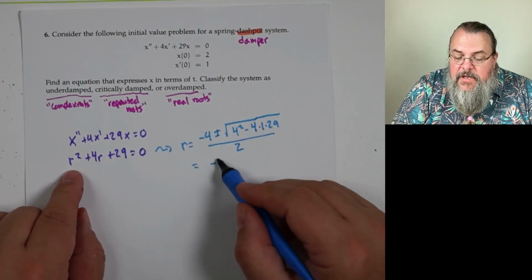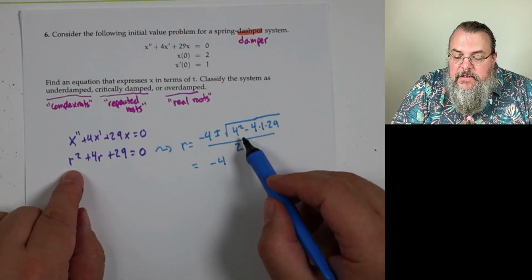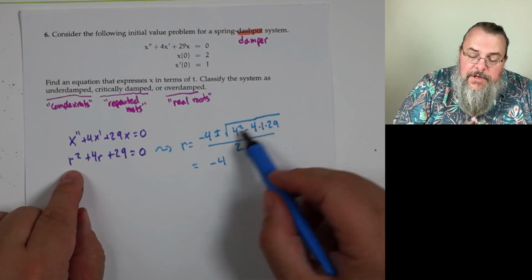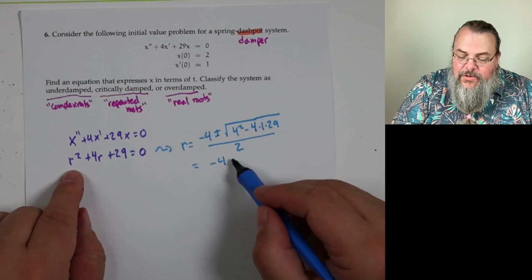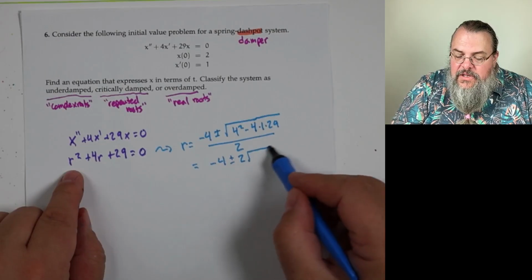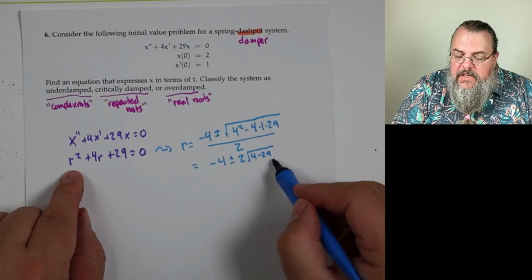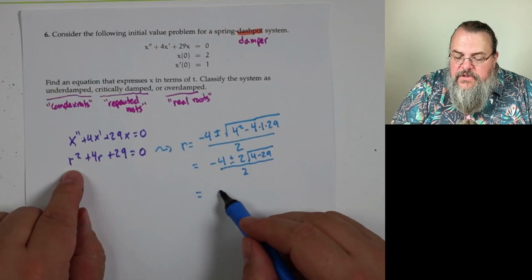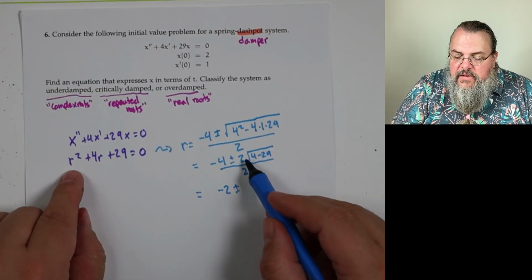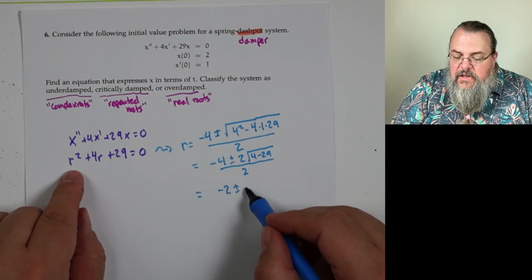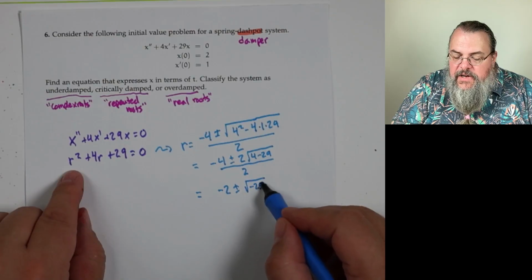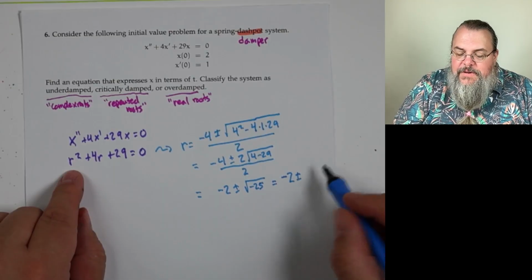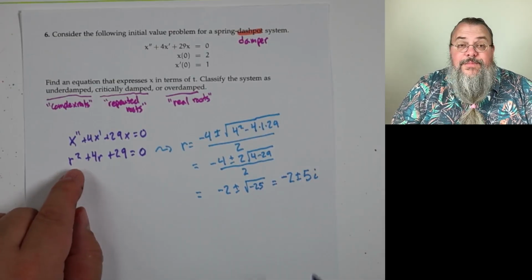Okay, so let's see, what does that become? Negative 4. And, well, actually, notice here we have a 4 and a 4. I'm going to pull that out. So that's the square root of 4, which is a 2, and we'll get 4 minus 29 over 2. So, okay, that's negative 4 over 2, which is negative 2, plus or minus. Here the 2's cancel. And 4 minus 29 is negative 25. And that means what? It means the square root of 25 is 5. So negative 2 plus or minus 5i.